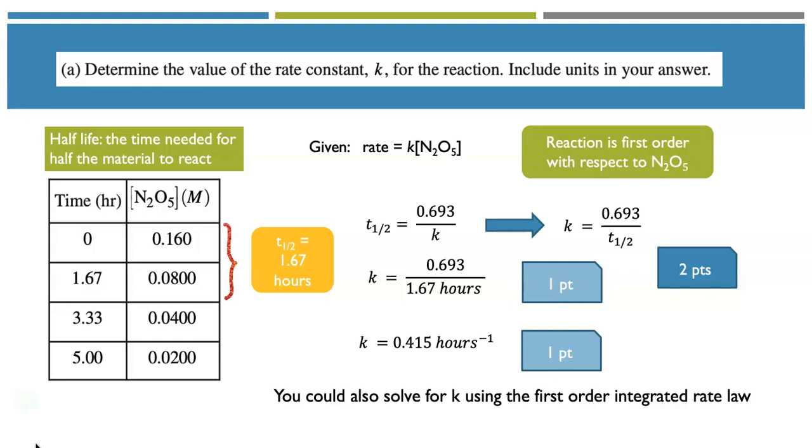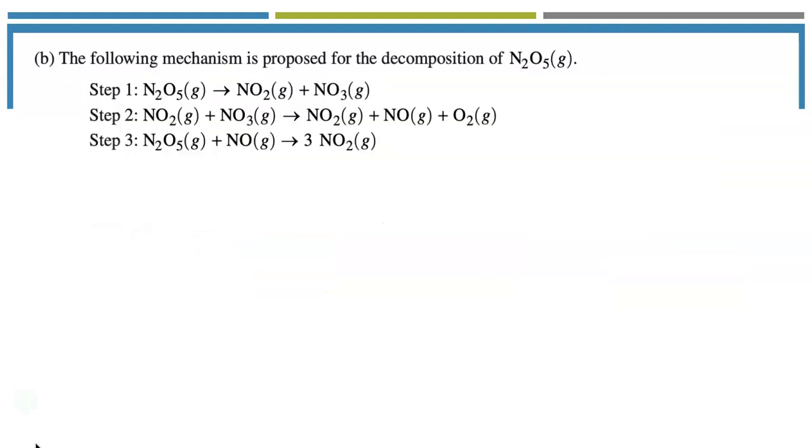Don't make extra work for yourself. Since the time was given to you in hours, there's no reason why the rate constant can't be in inverse hours. But they had to be both there, correct work with the correct unit, in order to get the 2 points here. All right, part B goes on.